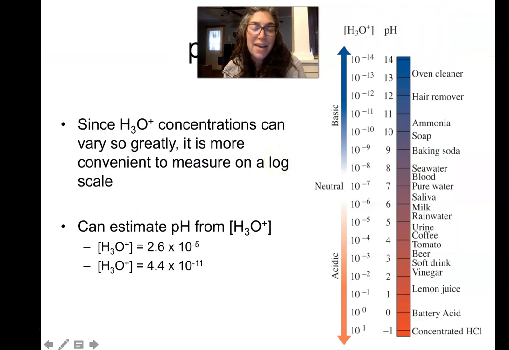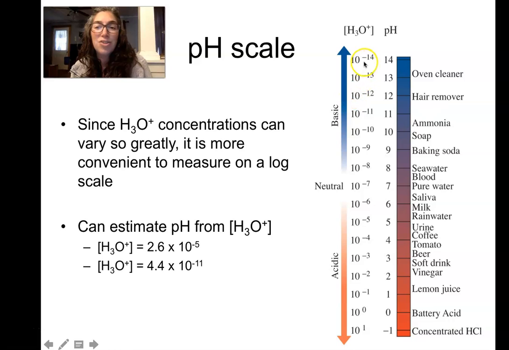So the pH scale: if we look at the concentration of hydronium ions as it gets higher and higher here, the concentrations are always going to be these very small numbers, so we use exponents. Let's say you have a solution where the concentration of hydronium ions is 2.6 times 10 to the negative fifth. That would be somewhere around here on this scale. But a number like 2.6 times 10 to the negative fifth is unwieldy. We don't like to work with numbers in scientific notation. We like to work with numbers between 1 and 10. That's a nice range to work with.